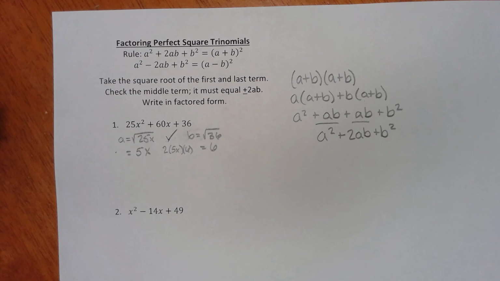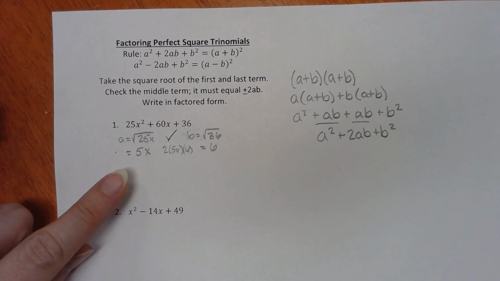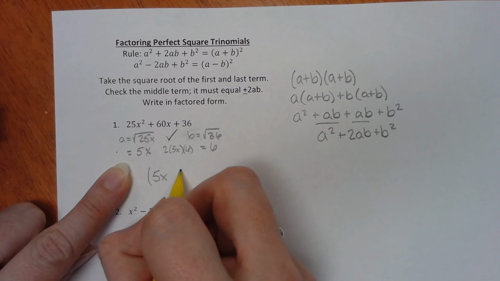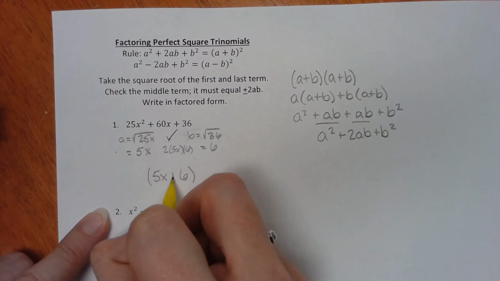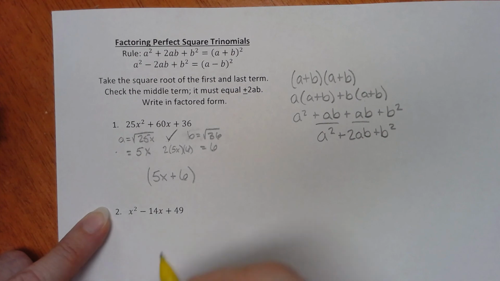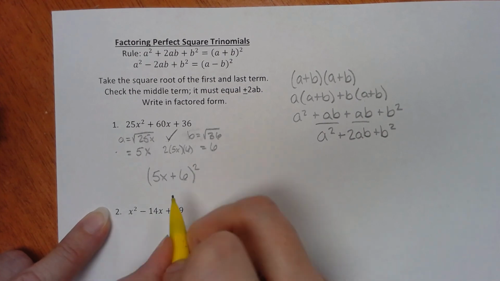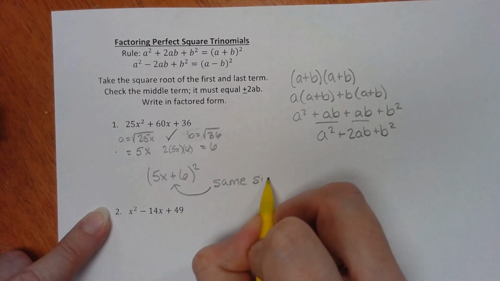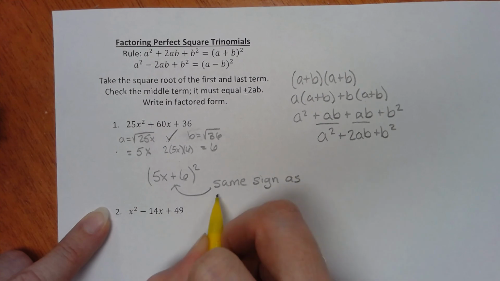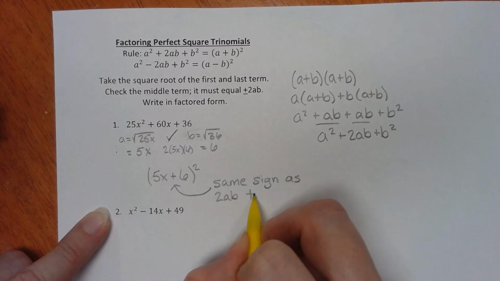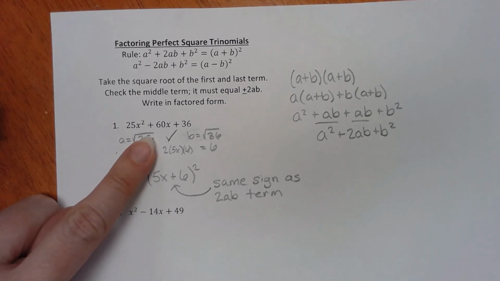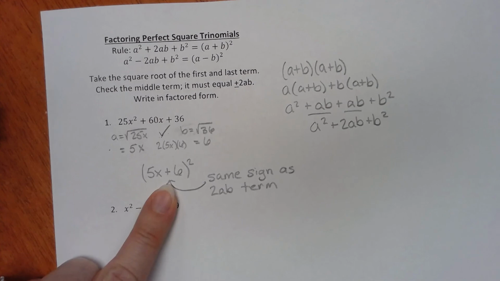So in summary, always make sure you check that 2 times a times b. To write it in our factored form, we just take our a term, which is 5x, and then our b term, which is 6, and it takes the sign of the middle term. So we have plus, and it is quantity squared. So your factor is going to have the same sign as the 2ab term from the trinomial. Because we had a positive in that middle term, we have a positive for our factor.